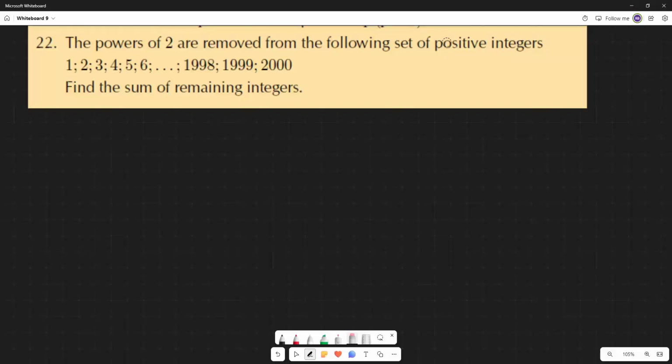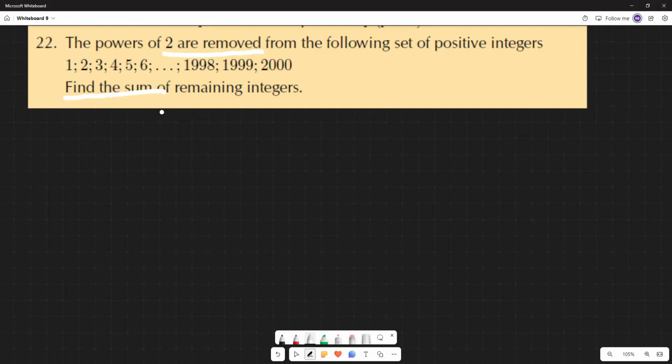In this video, they say the powers of 2 are removed, okay? So we need to remove the powers of 2 from the following set of positive integers: 1, 2, 3, 4, 5, 6, 7, 8, 9, 10, up until 2000. They say find the sum of the remaining integers.